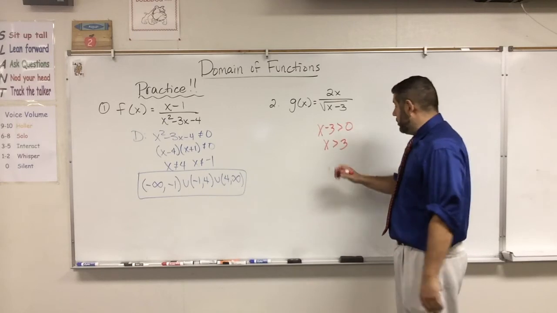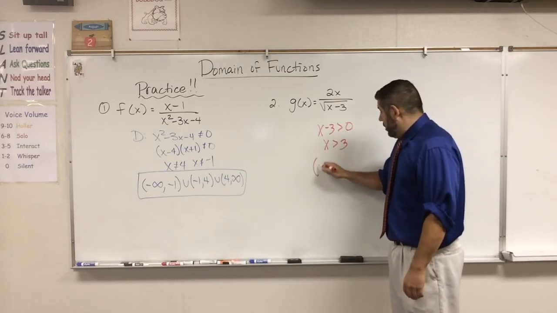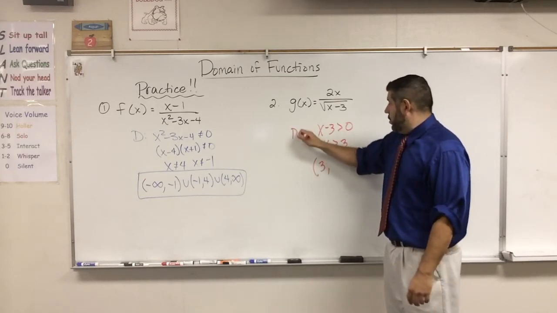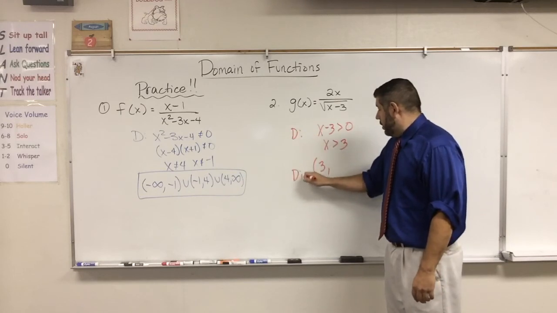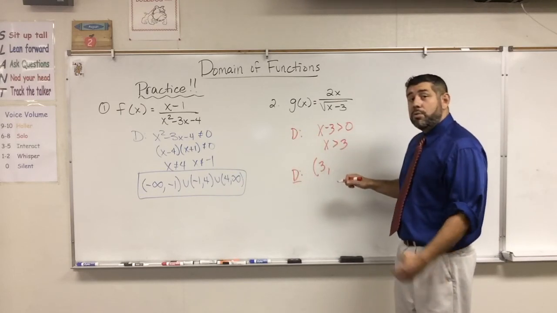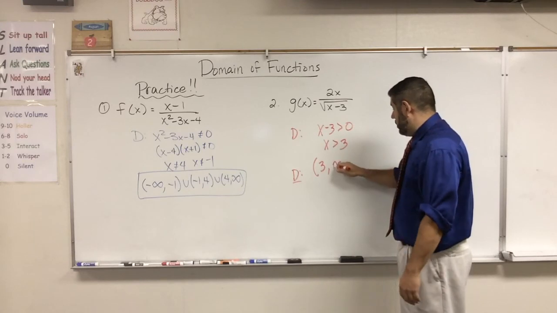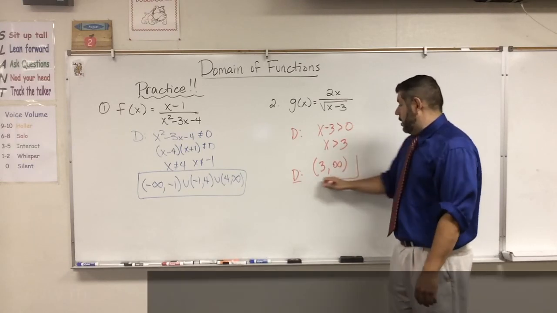Now we're going to write that in notation. So we're going to have 3, oh, I better write my domain. Domain, okay, domain right here. 3 to infinity. And beyond. All right, and there is my domain.